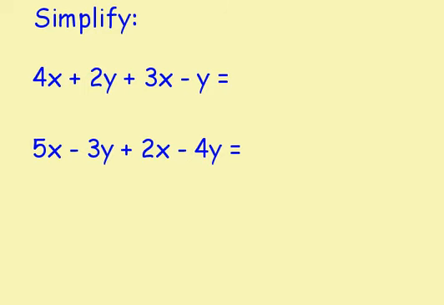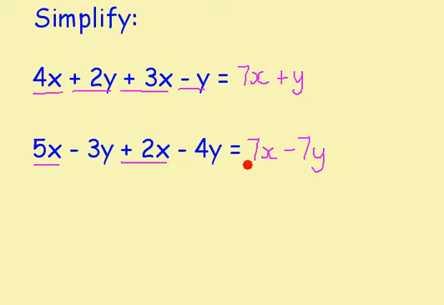Press pause again and try these. Press play when you're ready for the answers. So we put the 4x and the plus 3x together and get 7x. We put the plus 2y and the minus y together to get plus 1y, which we write as plus y. Don't put in the 1. On this one, we've got 5x plus 2x, which is 7x. And we've got minus 3y minus 4y, which is minus 7y.